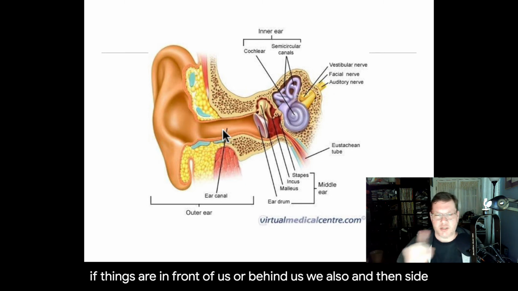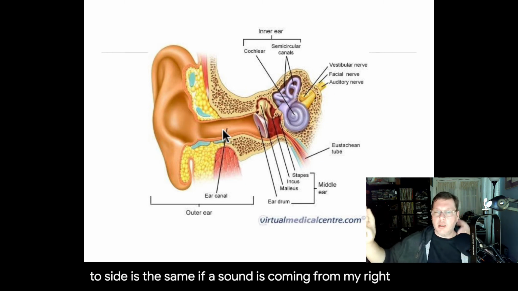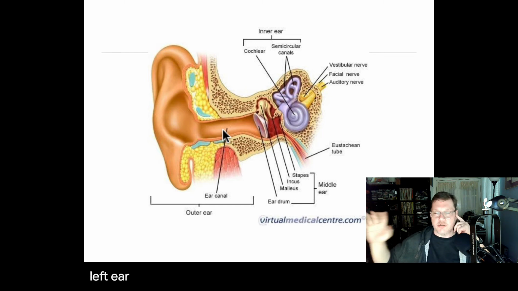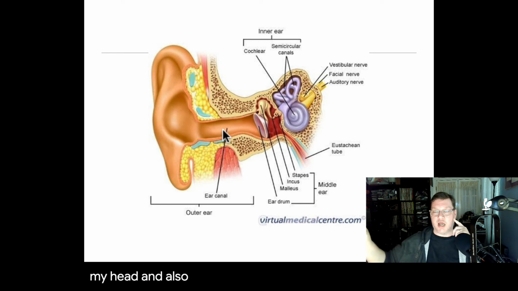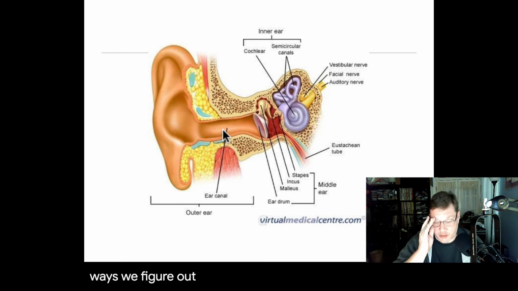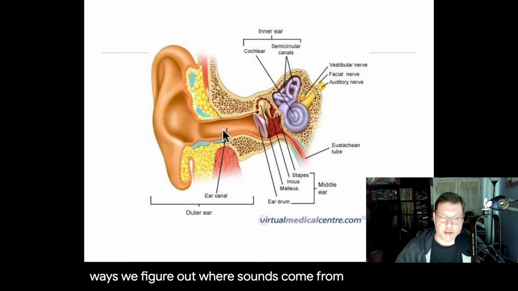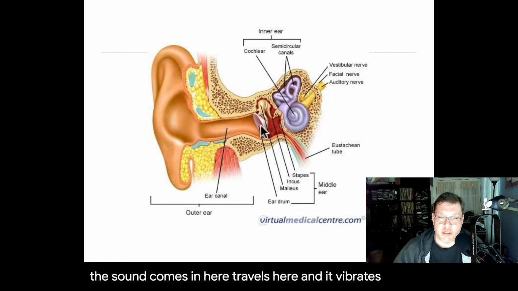And then side to side is the same. If a sound is coming from my right, my left ear hears the version that's filtered by the presence of my head. And also there's a time differential. It gets to this ear before it gets to that ear. So those are some of the ways we figure out where sounds come from spatially.